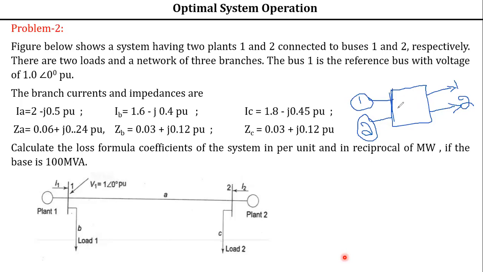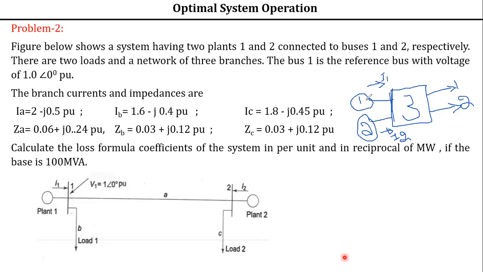In this transmission network, how many transmission lines are there? There are 3 transmission lines, that is branches A, B and C. The current supplied by plant 1 is I1, and the current supplied by plant 2 is I2. Is it clear? This is the data given.